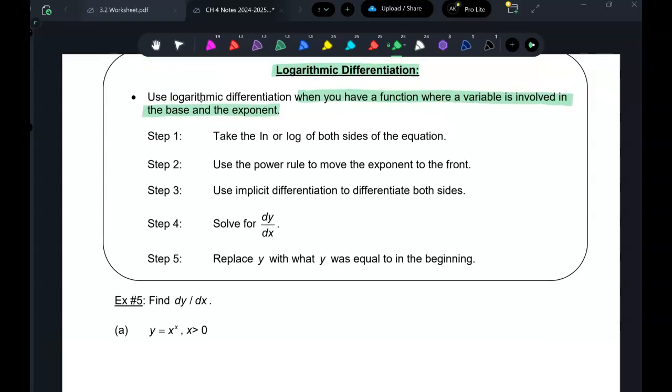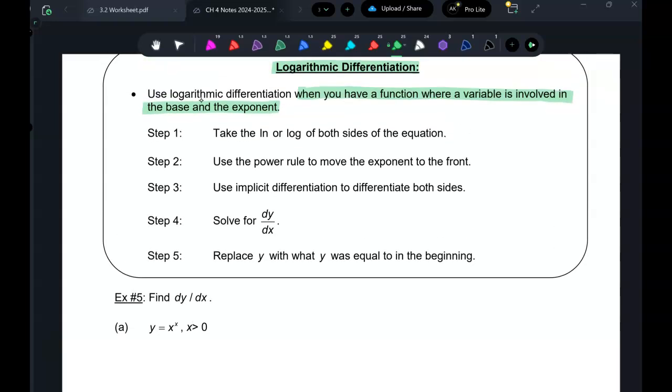Okay, guys. Logarithmic differentiation. When do we do logarithmic differentiation?